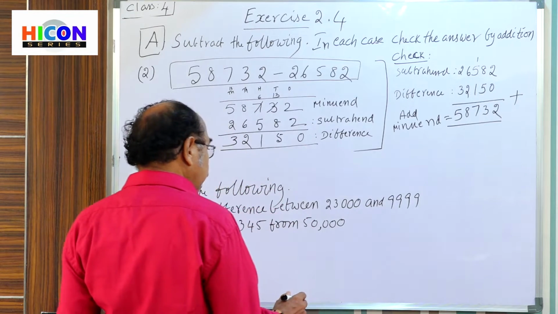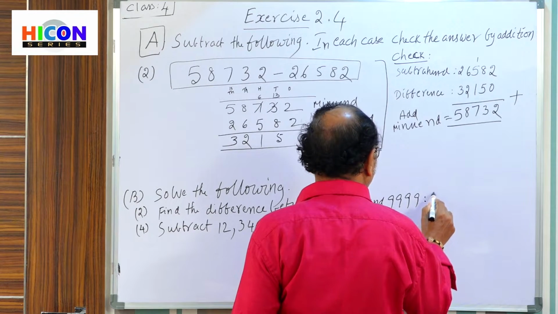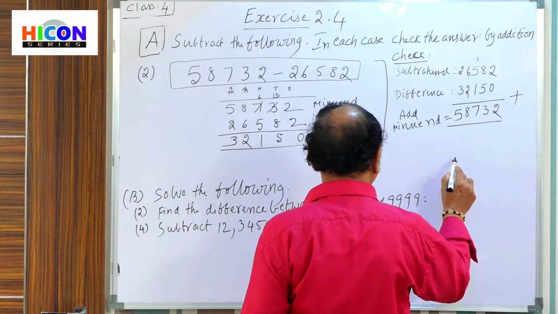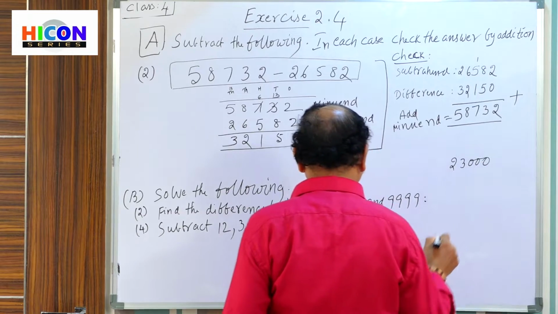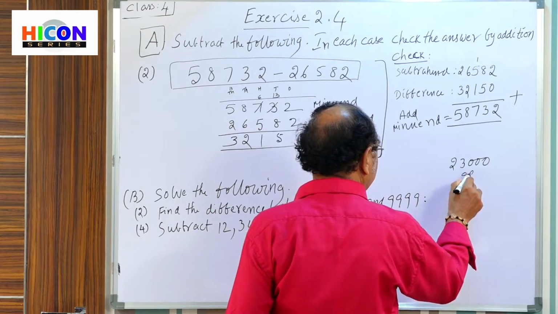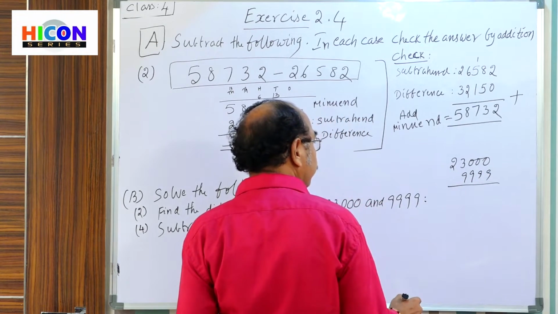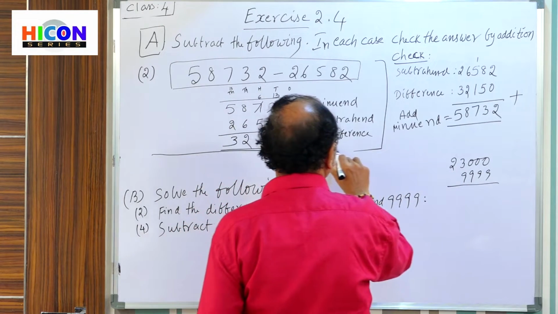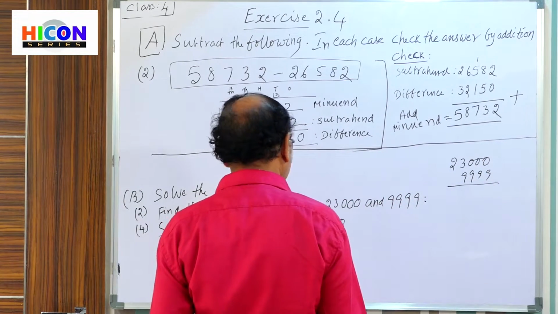So, write solution. 23,000. From this, subtract 9,999.